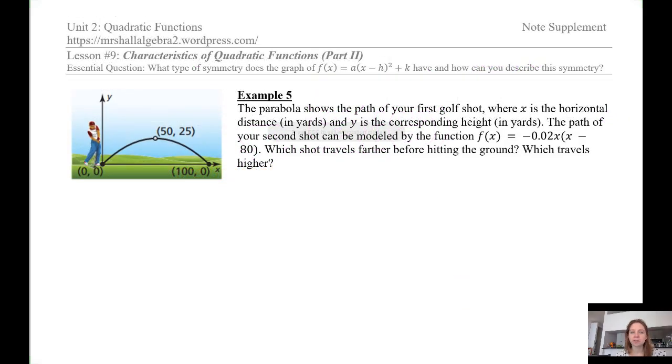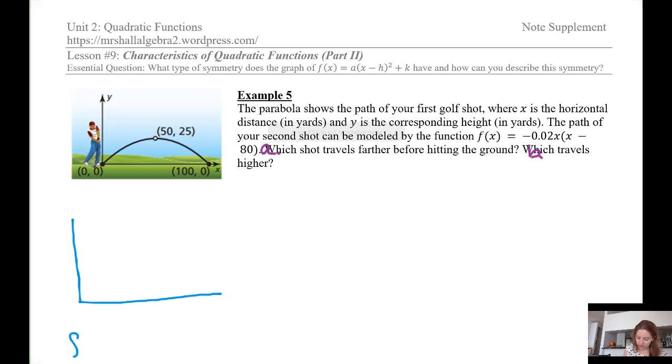Example 5. The parabola shows the path of your first golf shot, where x is the horizontal distance in yards and y is the corresponding height in yards. The path of your second shot can be modeled by the function f of x equals negative 0.02x times x minus 80. Which shot travels farther before hitting the ground and which travels higher? So label this A and B. We've got to answer 2 questions. We have a picture of our first golf shot.